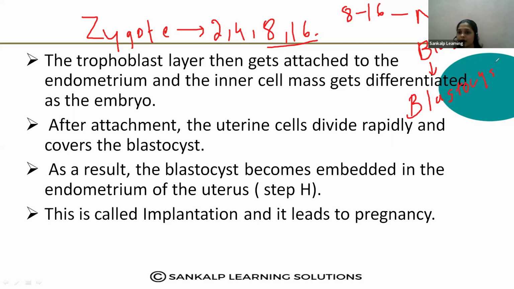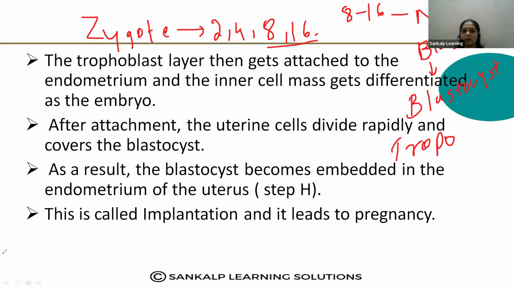In the blastocyst, there is a formation of a layer of blastomeres on the outer side, which is called the trophoblast layer, and inside that you can observe the inner cell mass. So that is the development of the zygote, how it develops and forms the embryo.